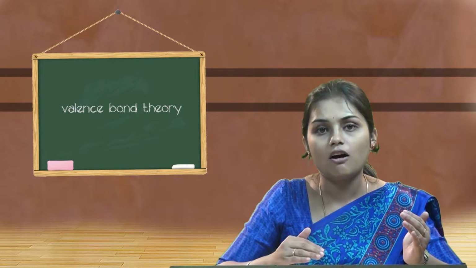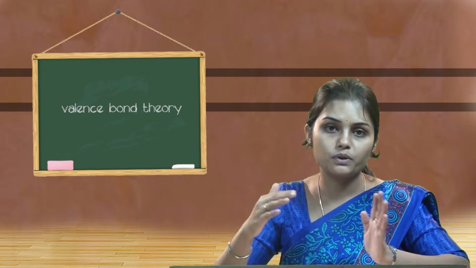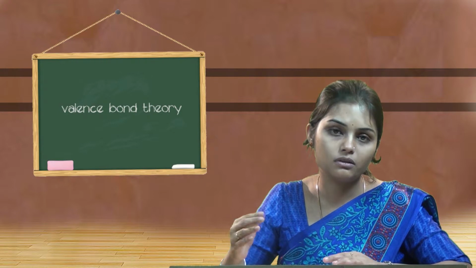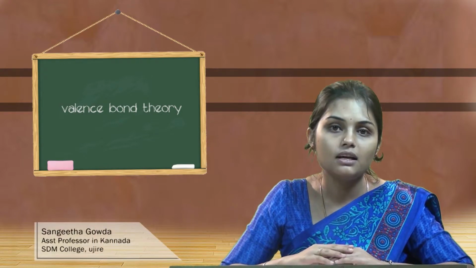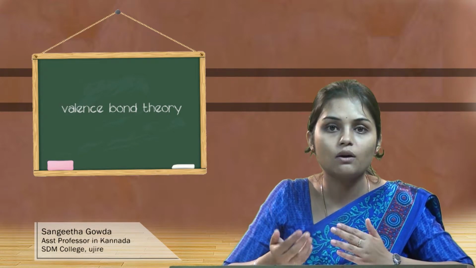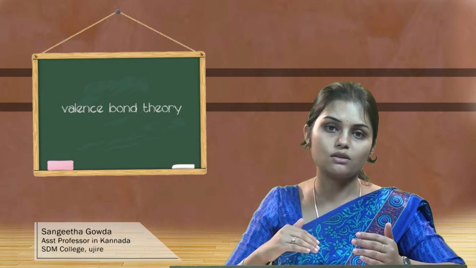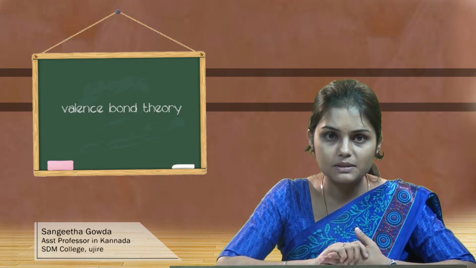The empty orbitals of the central metal ion overlap with the filled orbitals of the ligand to form the metal-ligand bond, or the coordinate bond. This is all about the postulates of the VBT, that is, valence bond theory.